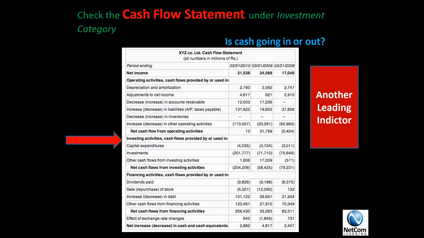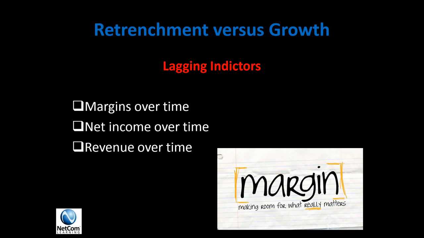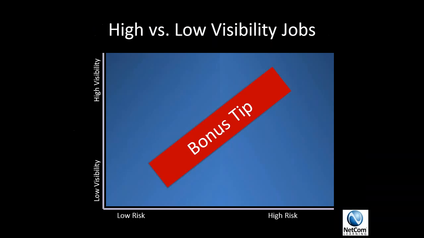So when you're interviewing for a job, you want to be interested: is this company poised for growth? One of the first things that I tell my clients to do is to look at the cash flow statement. Are they still investing in the company? Now, a couple of lagging indicators for retrenchment versus growth. You could look at margins over time, net income, and revenue over time as well. But again, these are lagging indicators. Once the quarter closes, it's done.